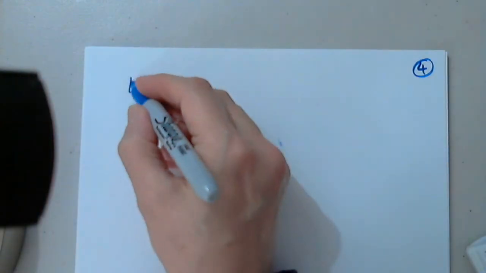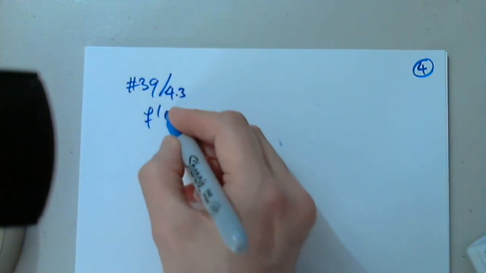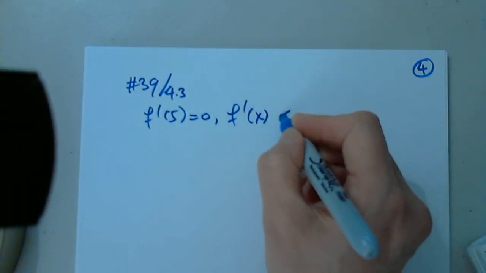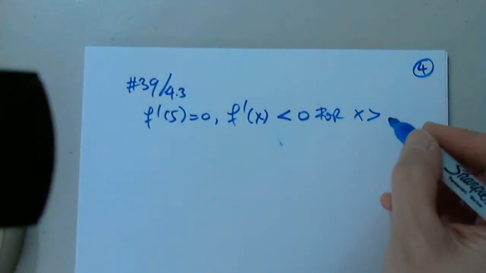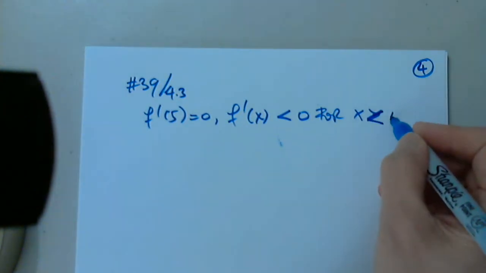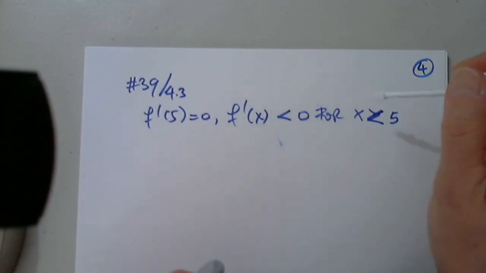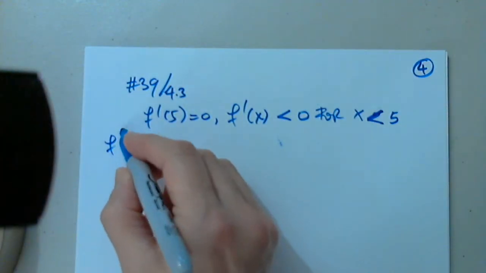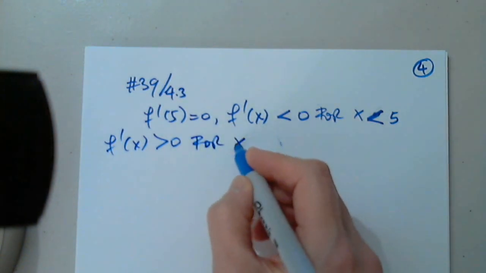F prime, so this is problem 39 in 4.3. F prime of 5 equals 0. I'm making a point with this problem. You'll see in a moment. F prime is less than 0 for x less than 5. F prime is greater than 0 for x greater than 5.